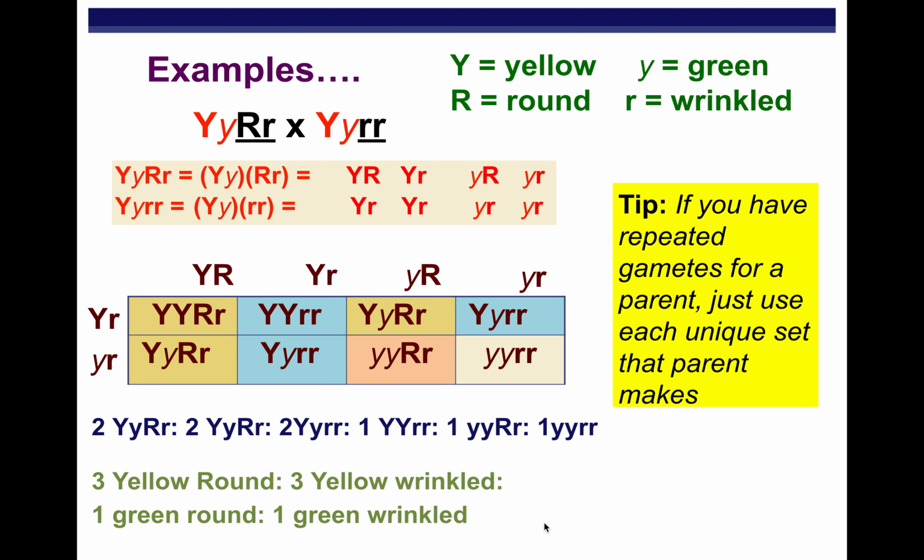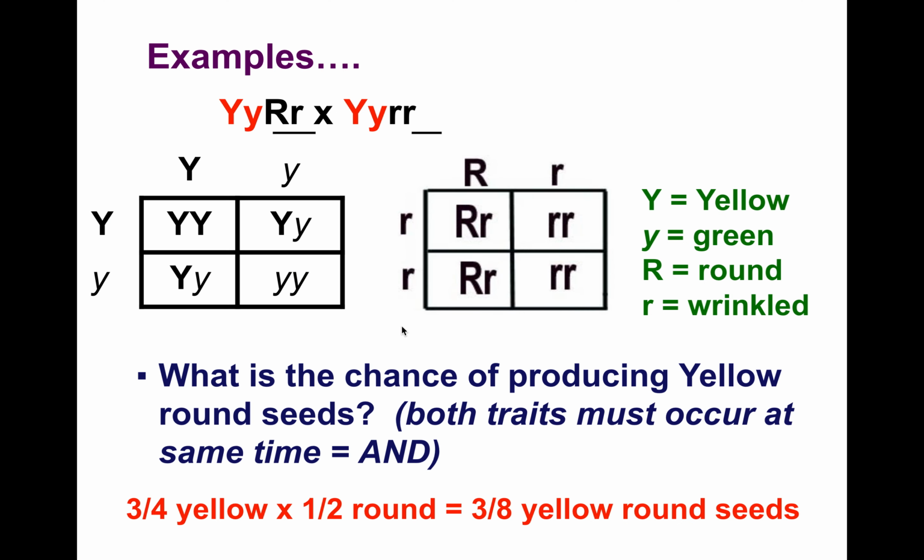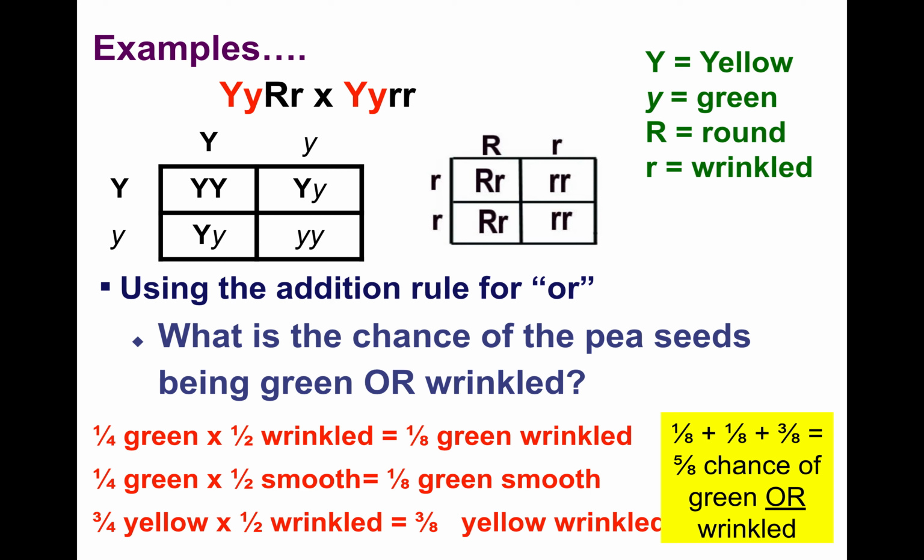So instead of doing this massive complicated Punnett square to find out 3 out of 8 are yellow and round, I just do the math for each part individually and multiply them together, and I get the same answer. So that's a lot easier than doing a complicated Punnett square for some people. All right, the or question can be a bit more complicated.